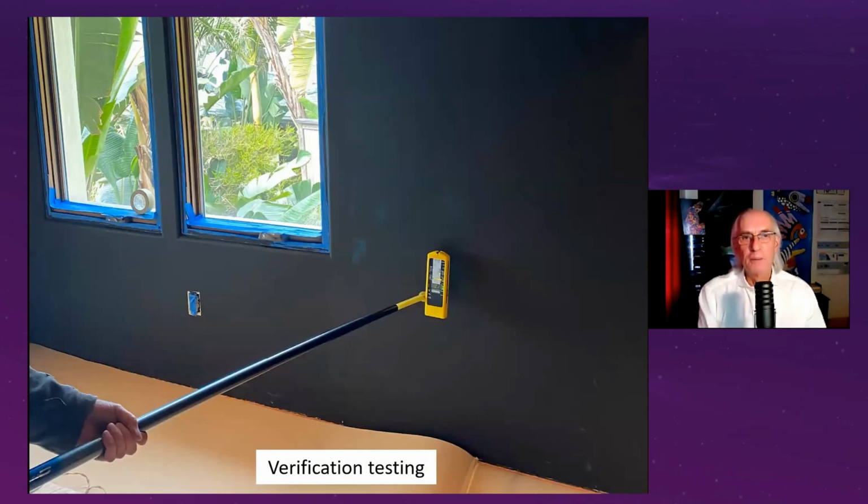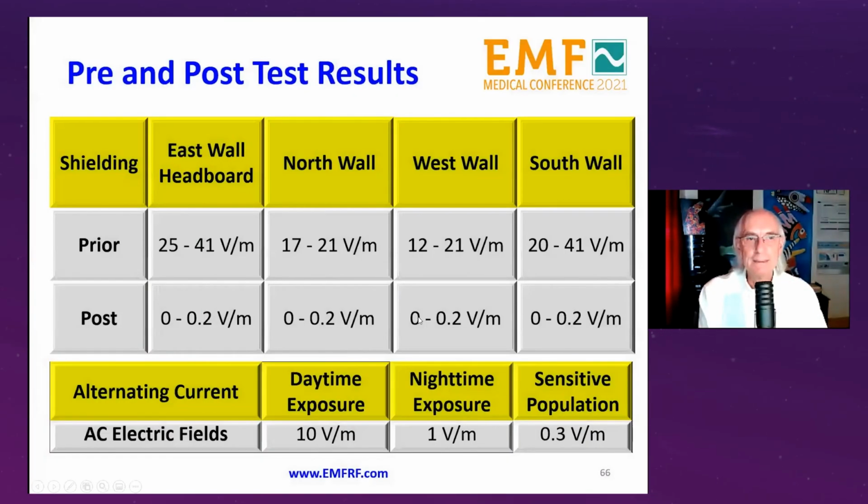All right. Now, before we put the finish coat on there, we want to verify that the results are sufficient. And so, you can see here, we use a pole, which is non-conductive, so that we can actually measure the field coming out of the wall. So here are the results. Prior, we had like 17 to about 40 volts per meter on the different walls. And afterwards, we have levels between 0 and 0.2 on all the walls. We compare that to European guidelines. Daytime exposure was 10 volts, nighttime exposure 1 volt, and sensitive population 0.3 volts. So goal accomplished, I would say.